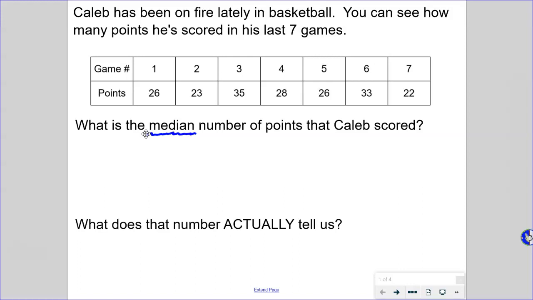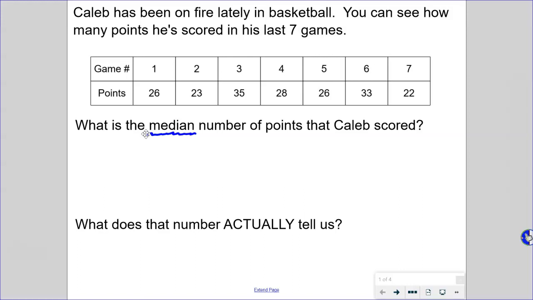Caleb has been on fire lately in basketball. You can see how many points he's scored in his last 7 games. So that table, I hope, makes sense to you. That in game number 1, he scored 26 points. And in game number 2, he scored 23 points. And so on and so on. So you guys can see, he has been on fire. He scored at least 22 points in every one of his last 7 games. In his best game, he scored 35 points. So that's pretty good. That's good for anybody.